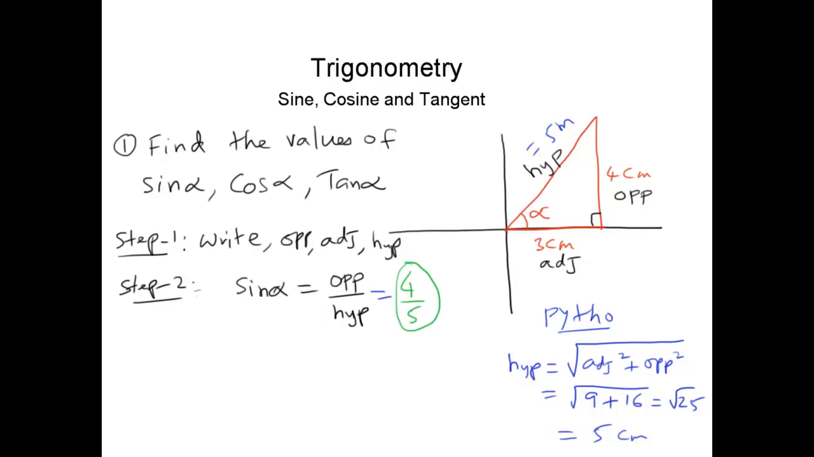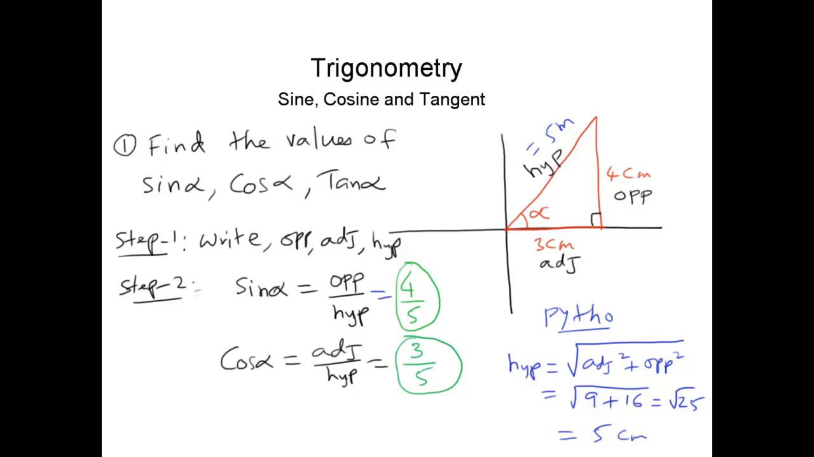How about cos alpha? Cos alpha is given by your adjacent over hypotenuse, right? What is your adjacent side? 3 centimeters. So 3 over, what is your hypotenuse? It's 5. So 3 over 5 is your cos alpha.